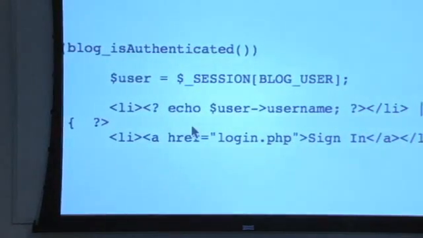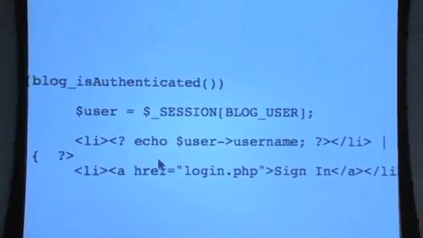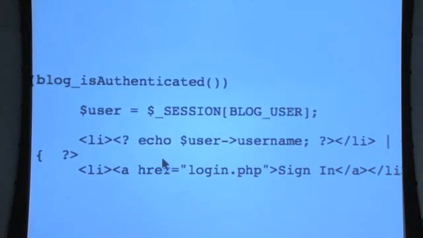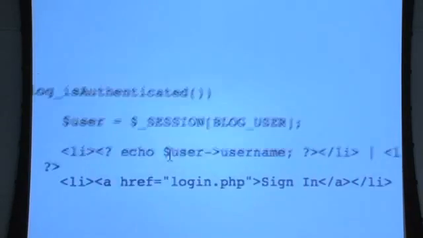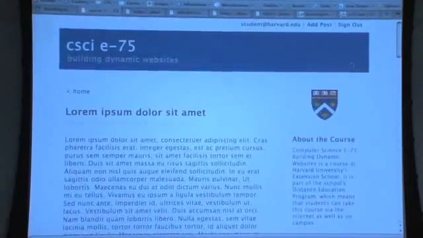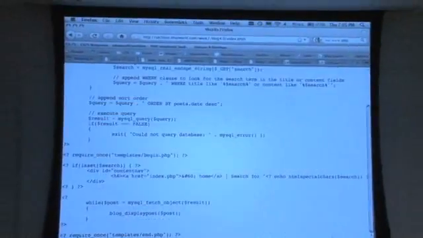So if you take a look at this part right here, it says echo user of user, so username of user. That's again a class syntax, so just take a look at it. Just go over a tutorial for classes if you have any questions about it. And as we see in the page at the very top, there's logged in and then add post and then sign out.